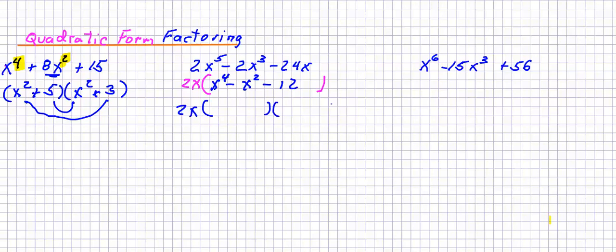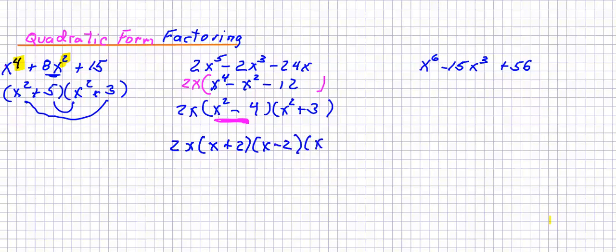So then I factor. X to the 4th, x squared, minus 4, and plus 3. I check it. Minus 4 plus 3 is minus 1. I'm good to go. But I notice here I have an x squared minus 4, a difference of perfect squares. Well, once again, that's factorable. 2x, x plus 2, x minus 2, and we have x squared plus 3.